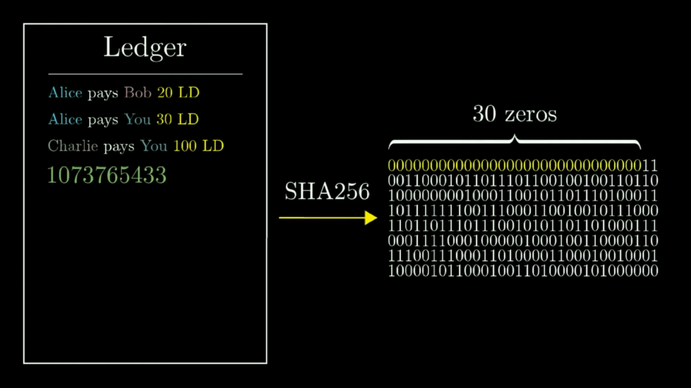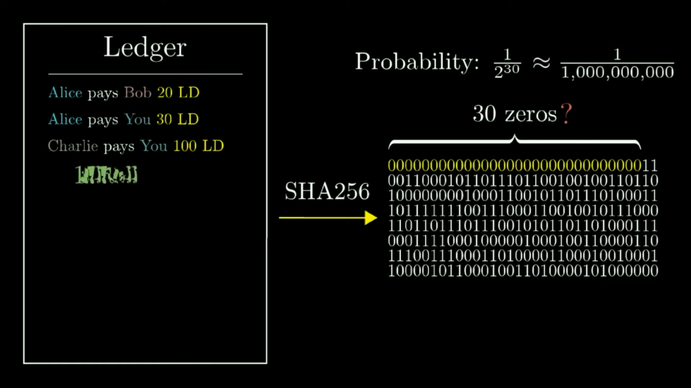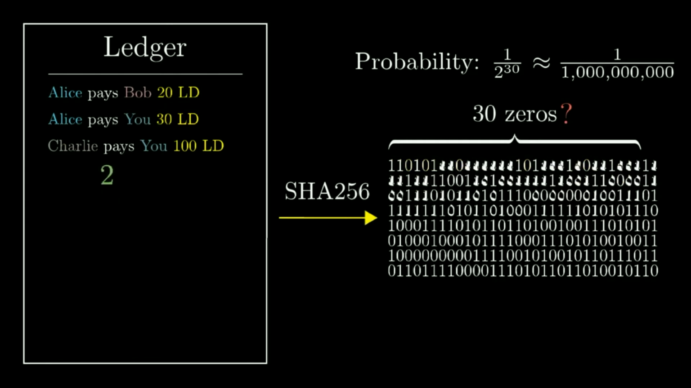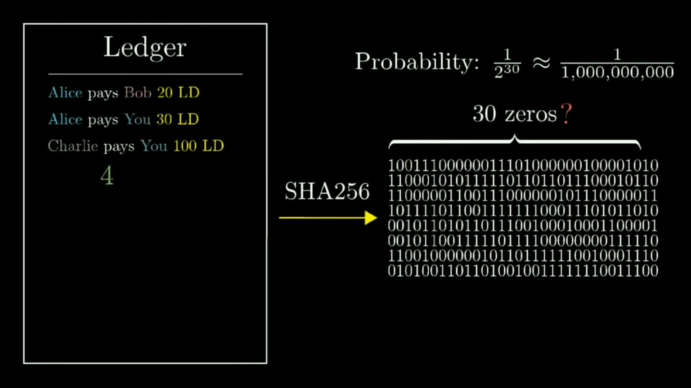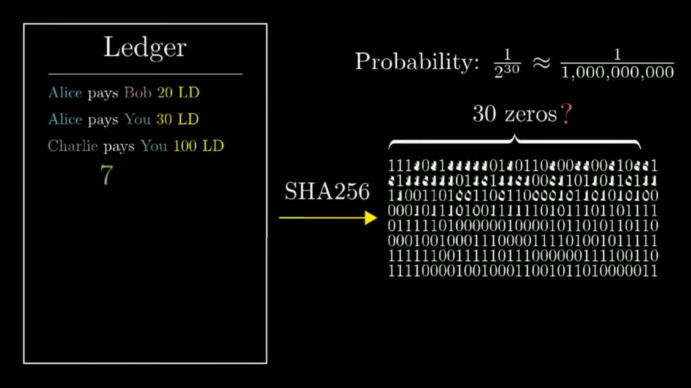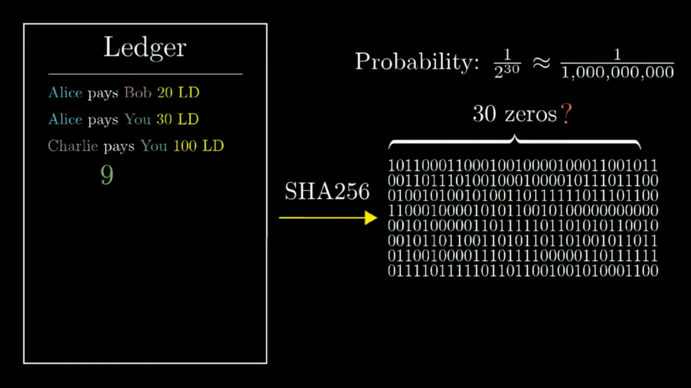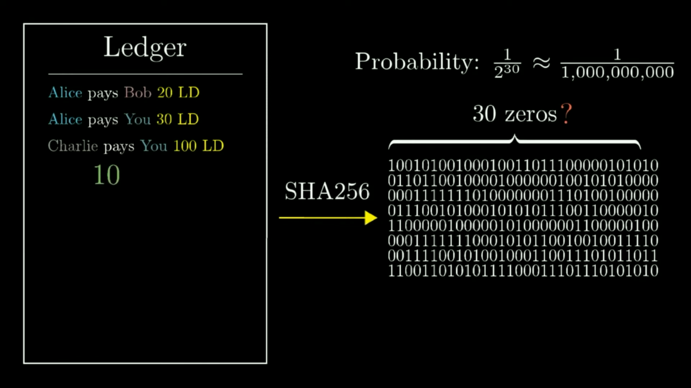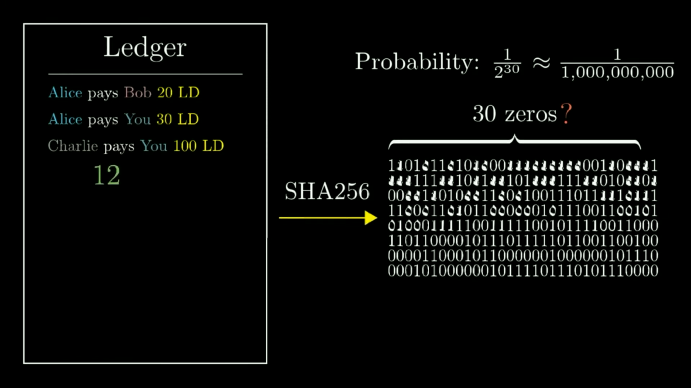How hard do you think it was for them to find that number? Well, for a random message, the probability that a hash happens to start with 30 successive zeros is 1 in 2 to the 30, which is about 1 in a billion. And because SHA-256 is a cryptographic hash function, the only way to find a special number like that is just guessing and checking. So this person almost certainly had to go through about 1 billion different numbers before finding this special one. And once you know that number, it's really quick to verify.